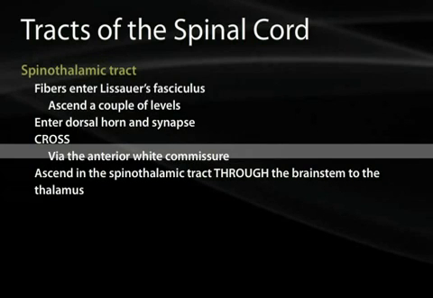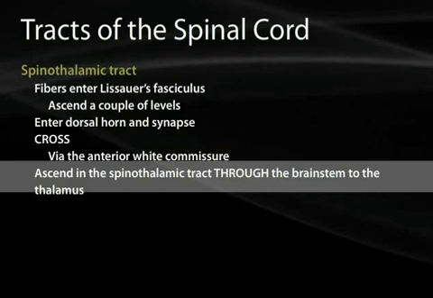It's very important to know this is a big difference between the spinothalamic tract and the dorsal column tract. The spinothalamic tract has information that crosses to the other side immediately as it enters the cord. It also synapses. That's different than the dorsal columns. So this will then go to the contralateral side of the cord and ascend through the brainstem into the thalamus.